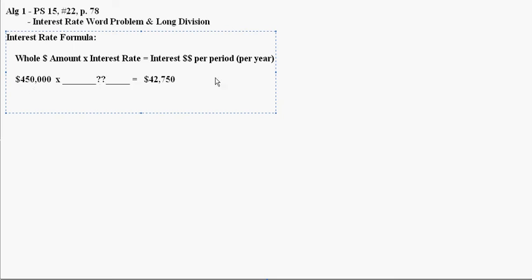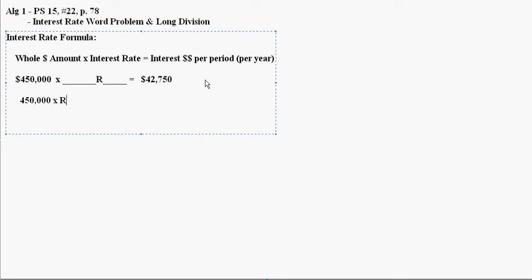So now we have two of them filled in, and now obviously this is our missing whodunit person. So now we know it's in the library with the candlestick, but we don't know who done it, and we're going to call him Mr. R for rate. So now I'm going to rewrite this as an algebra problem. I'm going to get rid of the dollars. 450,000 times R equals 42,750.